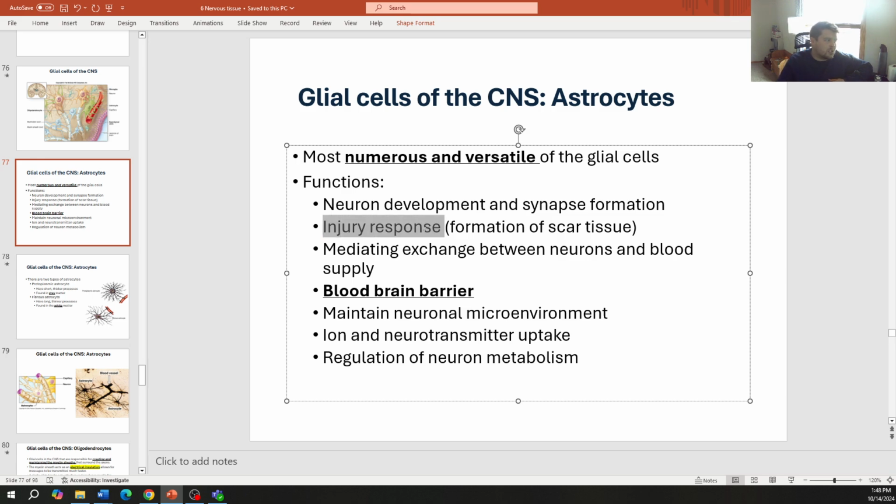They also respond to injury, formation of scar tissue. Now again, the neurons themselves are not able to replicate, so depending on the type of damage, we'll still have issues with that, but the astrocytes are able to protect those specific areas and lay down scar tissue when necessary.